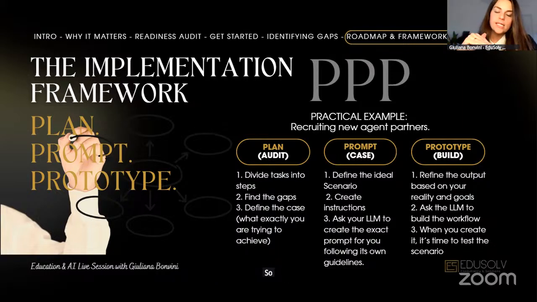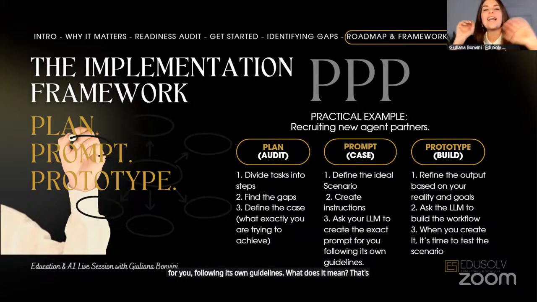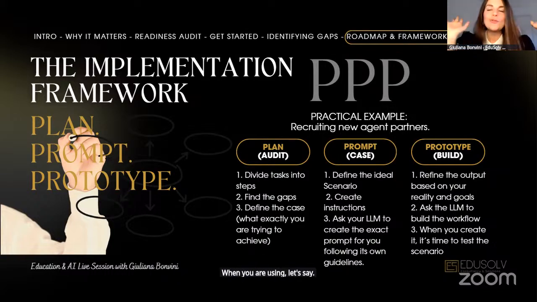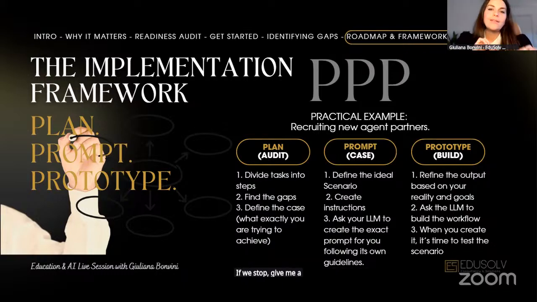So create the instructions, then ask your LLM to create the exact prompt for you following its own guidelines. What does it mean? That's extremely important, and I cannot emphasize this enough. When you are using, let's say, ChatGPT, the most popular one, you want to ask ChatGPT to give you the prompt. So you ask ChatGPT, give me a prompt. This is what I'm trying to achieve. Full stop. Give me a prompt that is optimized for ChatGPT.